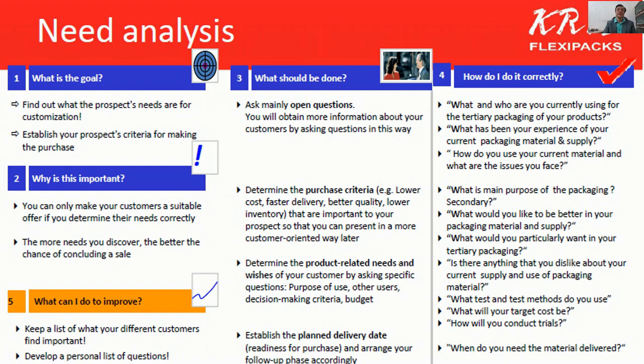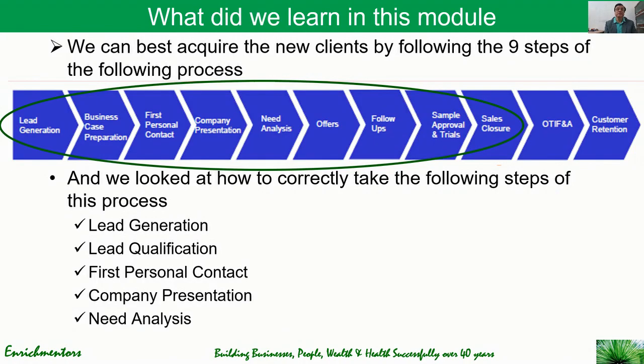Wonderful. So what did we learn in this module? We learned in this module that we have to go through the 9 steps to best acquire new clients, right from lead generation to sales closure. And we looked at in this module how to correctly do the following: the steps of lead generation, lead qualification, first personal contact, company presentation, and need analysis.